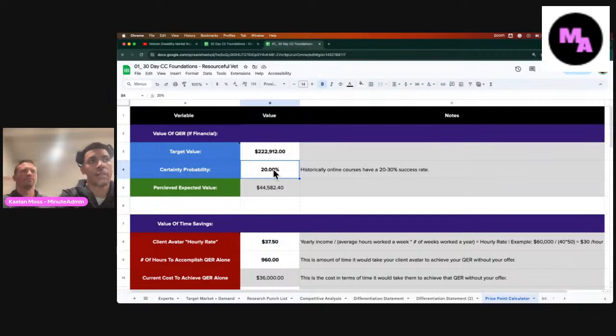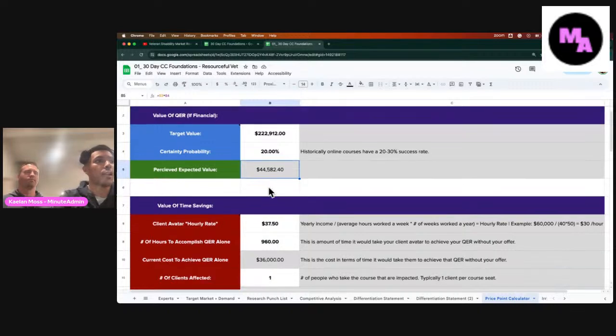We're going to go on the low end and say it's going to be 20%. So somebody knows in their head, I want this, but I don't know if I'm going to finish this course. So they're going to be thinking 20% chance that they're going to finish the course. So it's just still a perceived value of $44,000. Like it's still worth $44K. All right. So we're going to stick with that. Remember, we're just making an educated guess here.